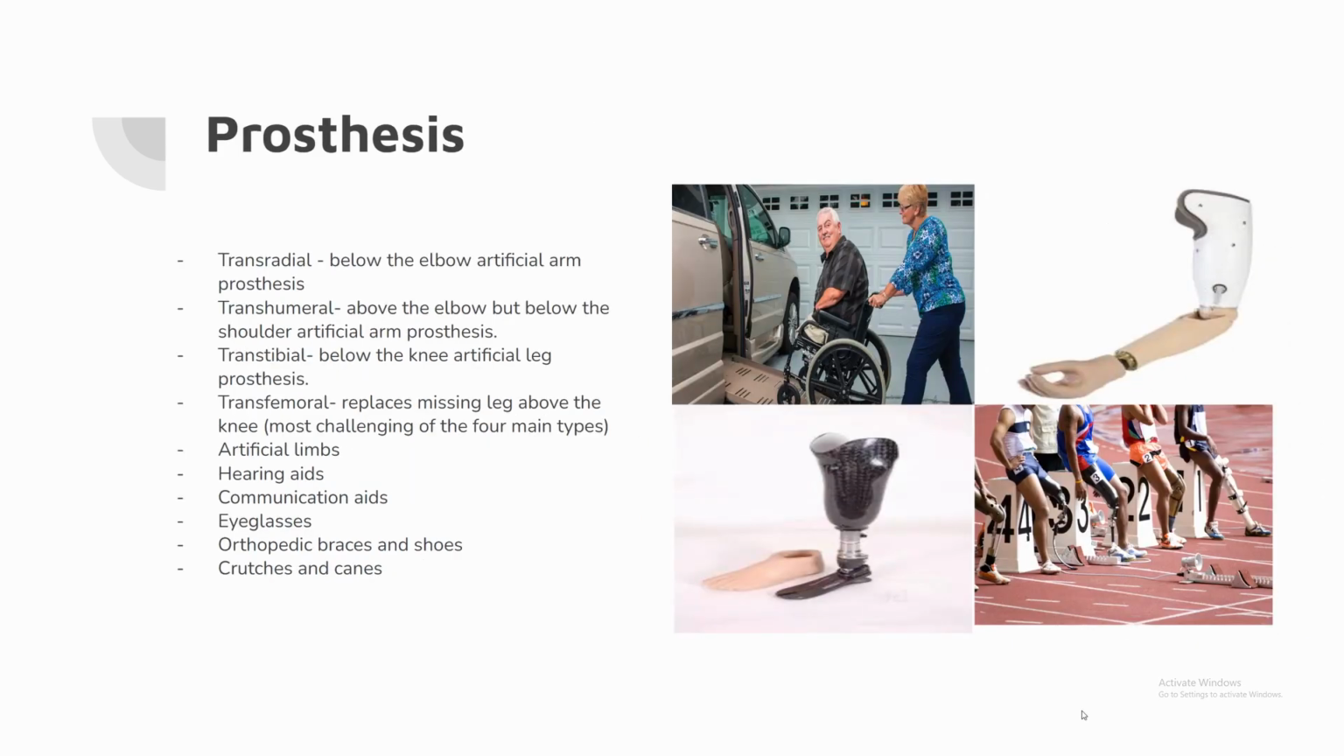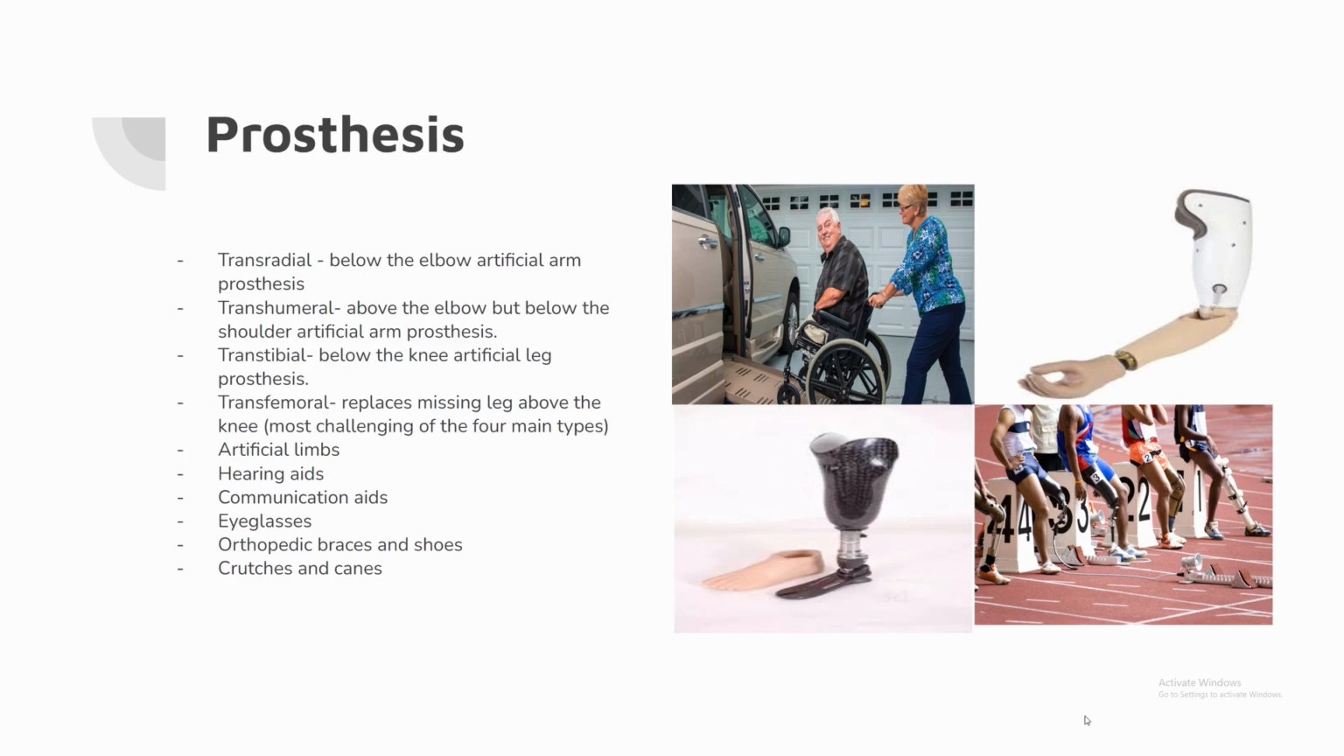And as we look at some of our prostheses, there are four main ones that we want to hit on here. The transradial, which is below the elbow, artificial arm prosthesis; the transhumeral, above the elbow but below the shoulder, artificial arm prosthesis; the transtibial, below the knee, artificial leg prosthesis; and the femoral, which replaces the missing leg above the knee.